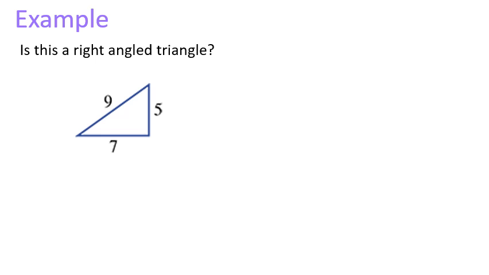Okay, next example. So my first step is I always write out the rule. C squared equals a squared plus b squared. C is always the biggest value, so the 9. So I pop that in as C, so 9 squared. Doesn't matter which is A and which is B, I'm going to say A is 5 and B is 7.